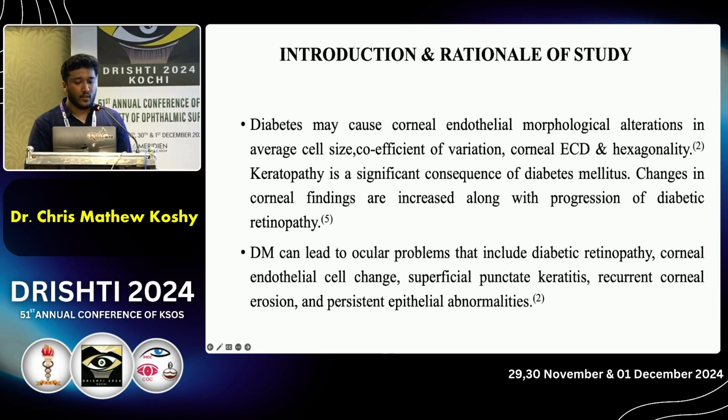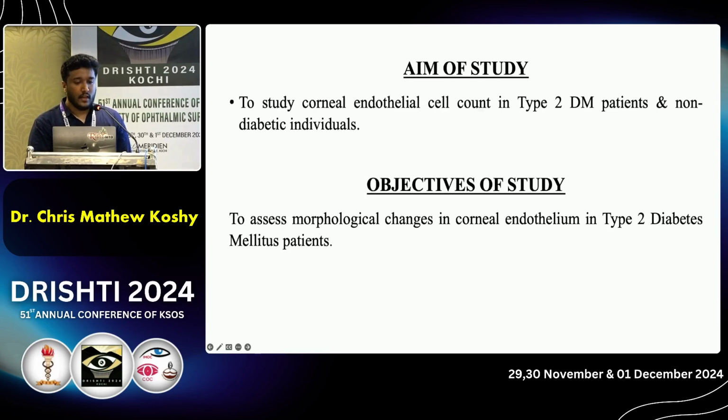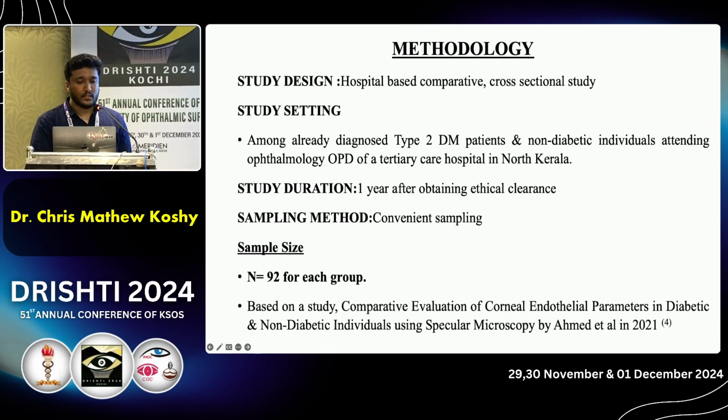Therefore, changes in corneal findings are increased along with progression of diabetic retinopathy. Diabetes mellitus can lead to ocular problems that include diabetic retinopathy, corneal endothelial cell change, superficial punctate keratitis, recurrent corneal erosion, and persistent epithelial abnormalities. Aim is to study corneal endothelial cell count in type 2 diabetes mellitus patients and non-diabetic individuals. Objective is to assess morphological changes in corneal endothelium in type 2 diabetes mellitus patients.